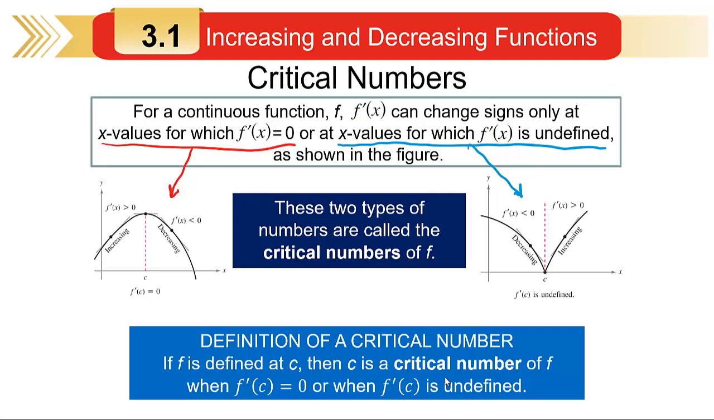And just to be clear, I want to put a formal definition up of a critical number. If f is defined at a value c, then that value c is a critical number of f when the derivative is 0 at c or when the derivative is undefined at c. It's just a formalization of what I had just said.